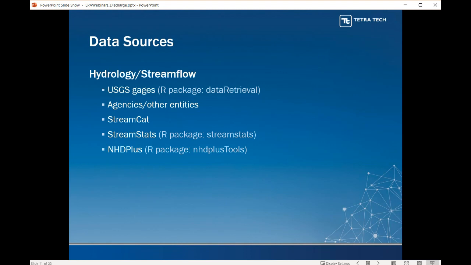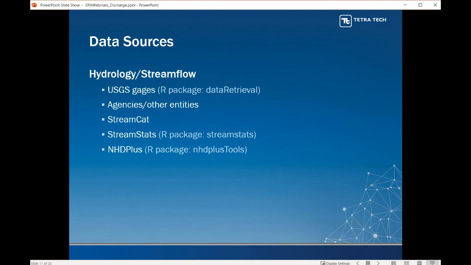Some common data sources, we won't be going through all of these today. We're going to be going through just some of the basics, but I wanted to highlight some potential extensions if this session interests you and if you'd like to extend some of these data processing and data analysis tools in R. So specifically for hydrology and streamflow, I've highlighted a few of my favorite tools and packages.